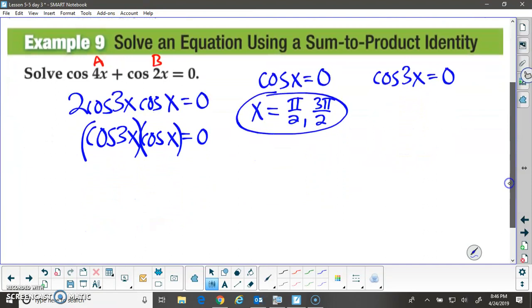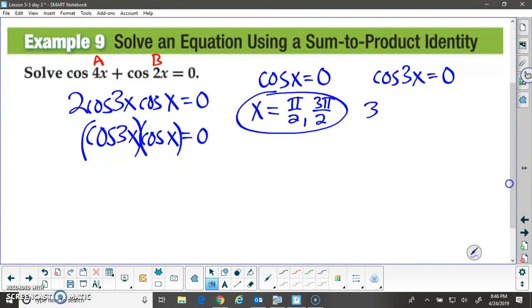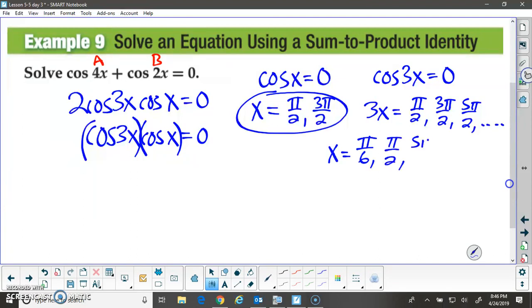So if I set the cosine of 3x equal to 0, we're going to have 3x equal the angles where the cosine equals 0. Now I wrote the first 3, but there's many more, okay? And so now I have to take each of those and I have to divide by 3. So pi over 2 divided by 3 gives me pi over 6. Pi over 2. 5 pi over 6. Continuing on, the next one would be 7 pi over 6. The next one would be 9 pi over 6, which reduces into 3 pi over 2.